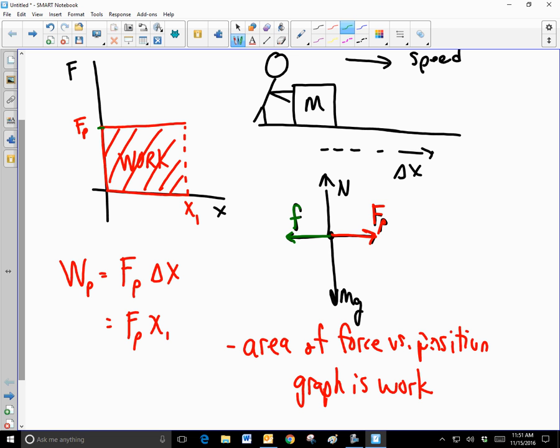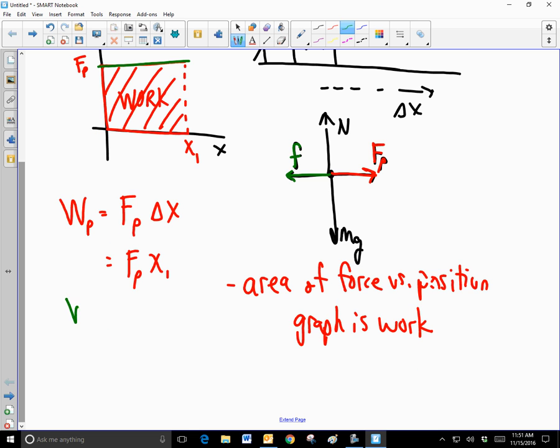So what's going to happen to that frictional force over time, or over position? It's also going to stay the same. It also is going to be constant. Kinetic friction is going to be constant over that time interval and therefore the position interval. So if I was going to calculate the work done by friction, it would also be the area under that curve. And what's the area under the curve equal to here? F_p x1. It's the exact same area that we had before. So the work done by friction is equal to the work done by the push.